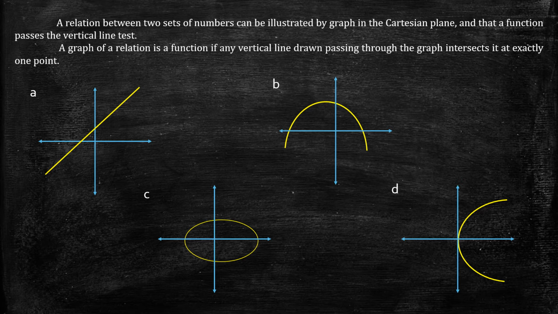Let's have A. Again, a graph of a relation is a function if any vertical line drawn passing through the graph intersects it at exactly one point. Kung mag-drawing ka ug vertical line, isa lang dapat ka point ang maigo sa imong graph. Kaya isa lang. There's no way maigo siya kaduha. Okay? Let's try for example, i-move nato ang atong line to the right.